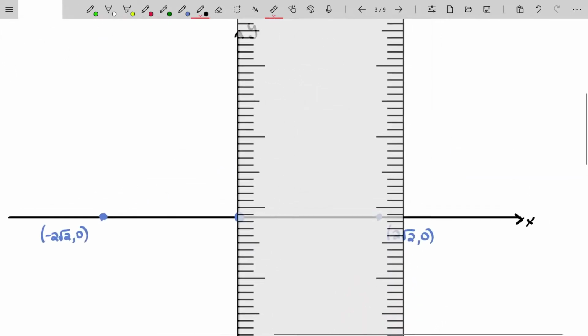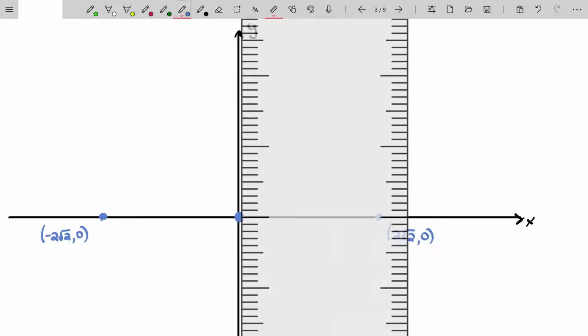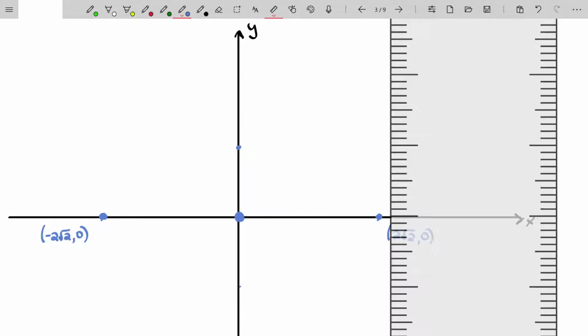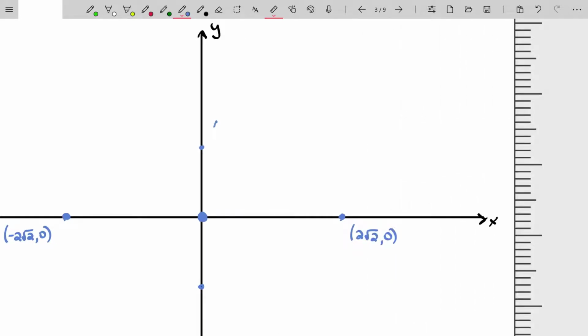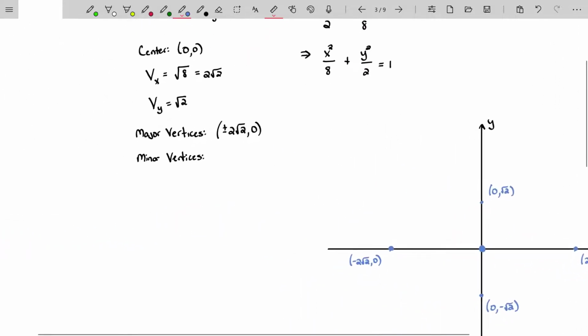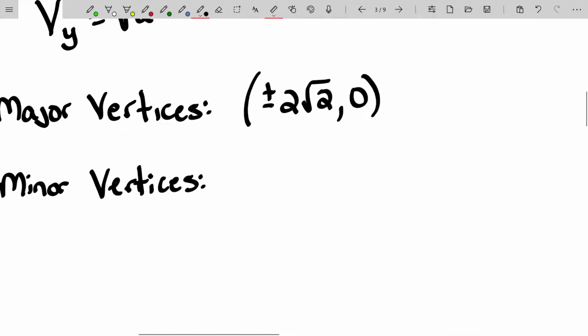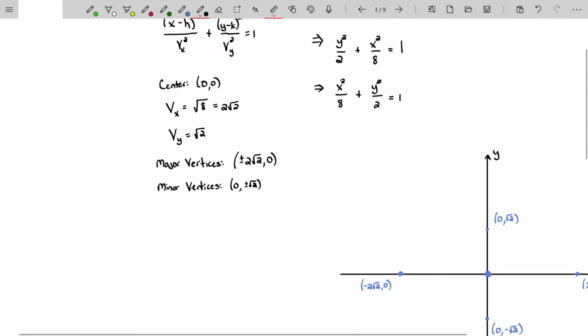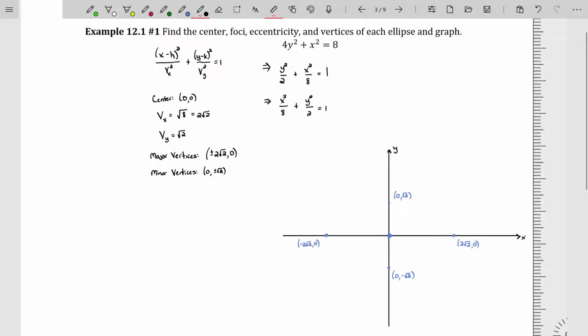Let's go ahead and zoom in, and let me get the right color here. Boom and boom. Okay, so this will be square root of 2. Get that out of the way. So 0 comma root 2 and 0 comma negative root 2. And again, I'll just write those down here for the minor vertices. They are at 0 comma plus or minus root 2. All of this stuff is pretty fast when you're used to this.